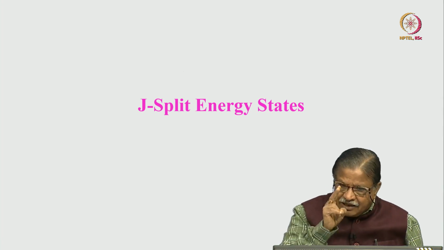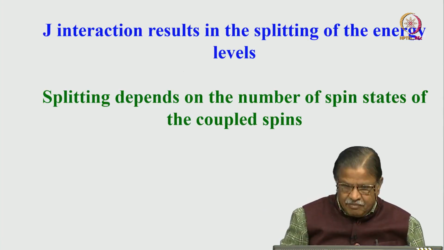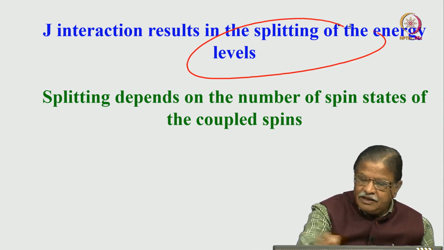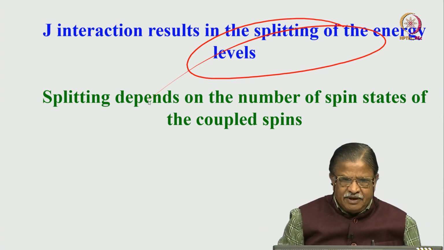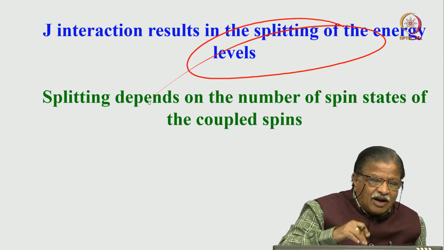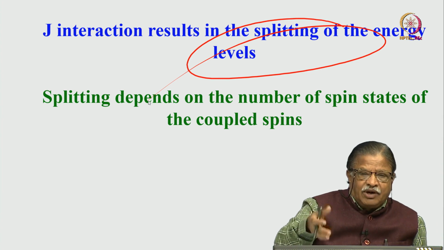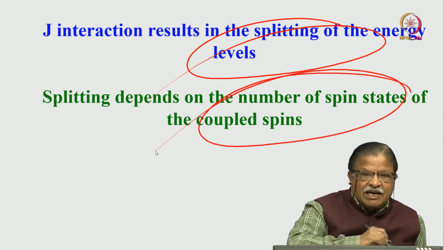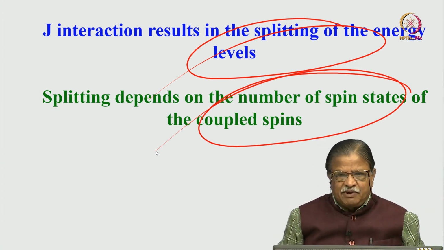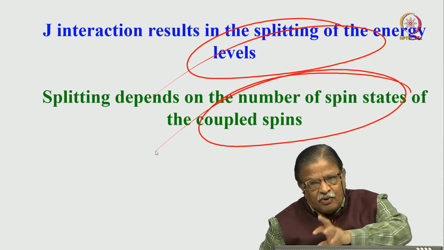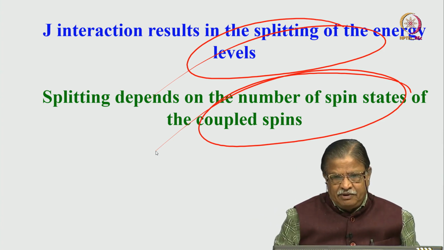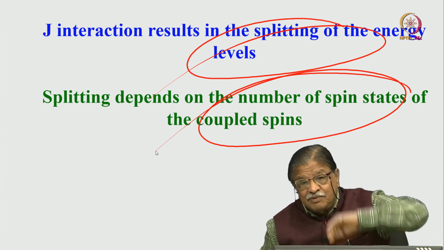We will understand this taking the example of two protons which are coupled between themselves. The J interaction always results in splitting of the energy levels. How the splitting takes place, how one energy state will become 2, 4 or 8, depends upon the number of spin states of the coupled spins. If one is coupled to another proton, there are 2 spin states, alpha and beta. If it is coupled to 2 protons, then there are 4 possible spin states: alpha alpha, alpha beta, beta alpha, beta beta. If it is coupled to 3, then you have 8 possible spin states.